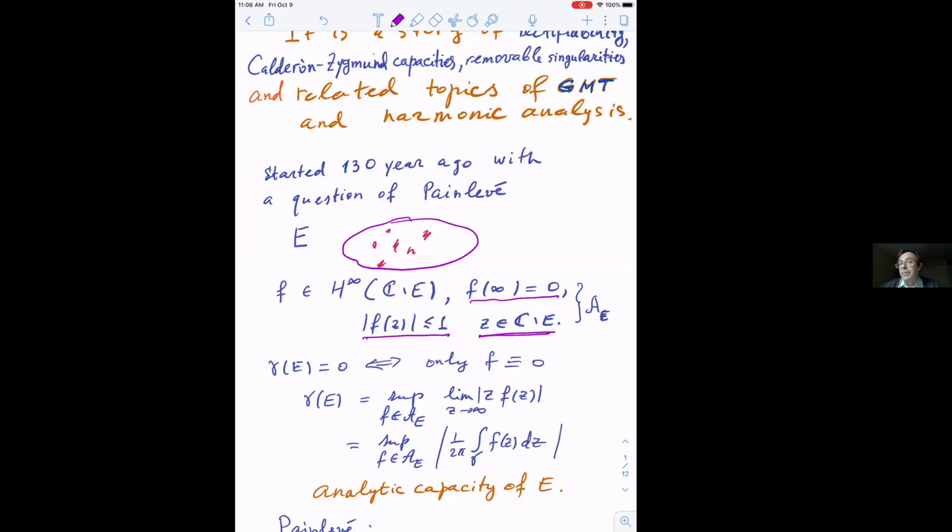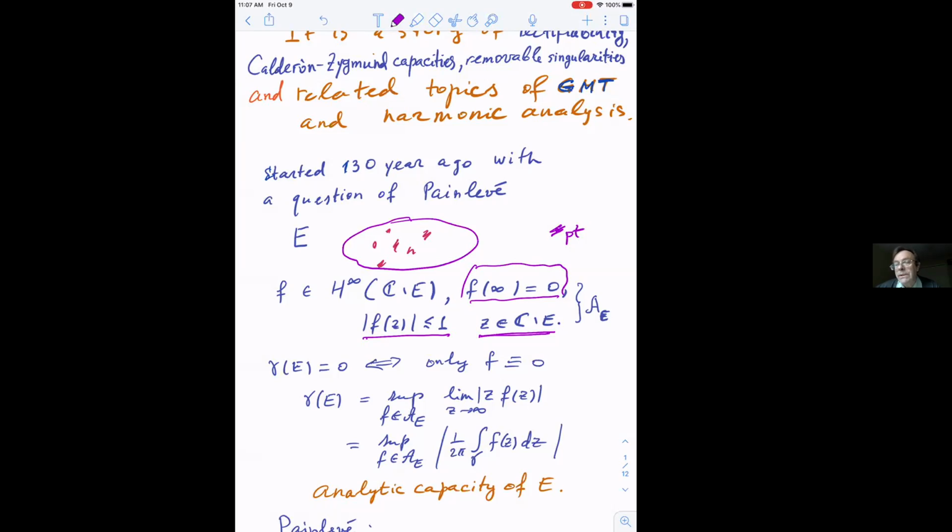So the simplest example is when E is just one point. If E is just one point, a bounded analytic function outside of the point removes the singularity, which we teach our complex analysis students. It becomes analytic everywhere, and being bounded, it is constant, because entire functions which are bounded are constants, and being zero at infinity, it can be only zero. So the point is a removable singularity for bounded analytic functions in the complement of E.